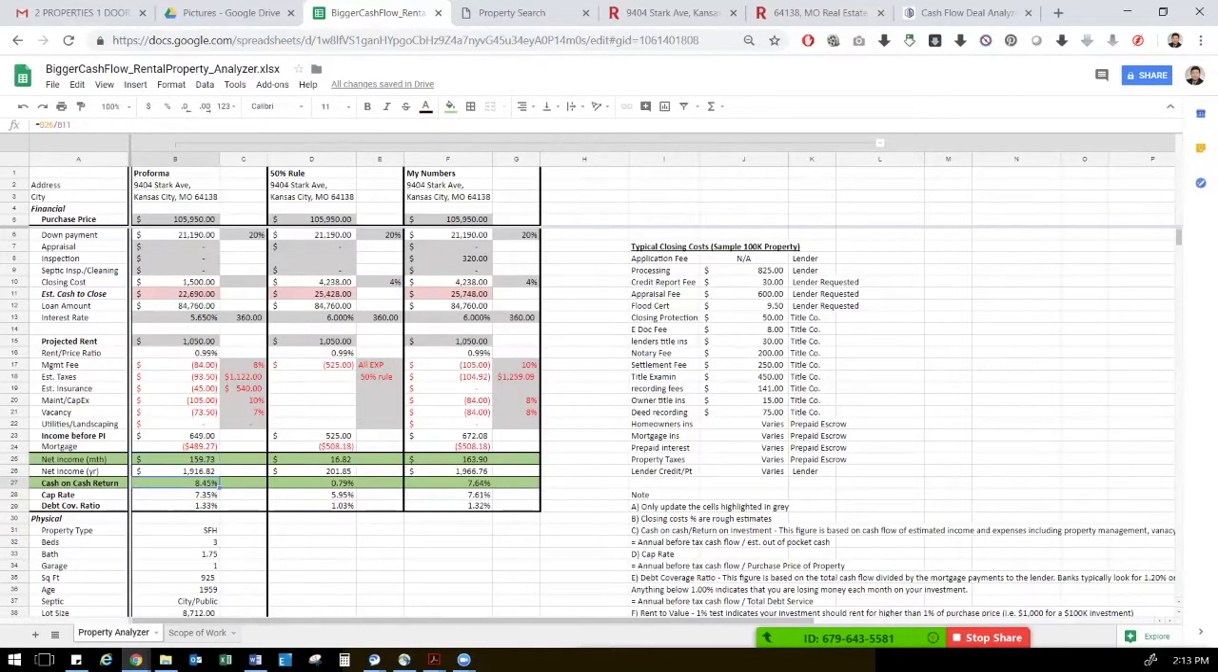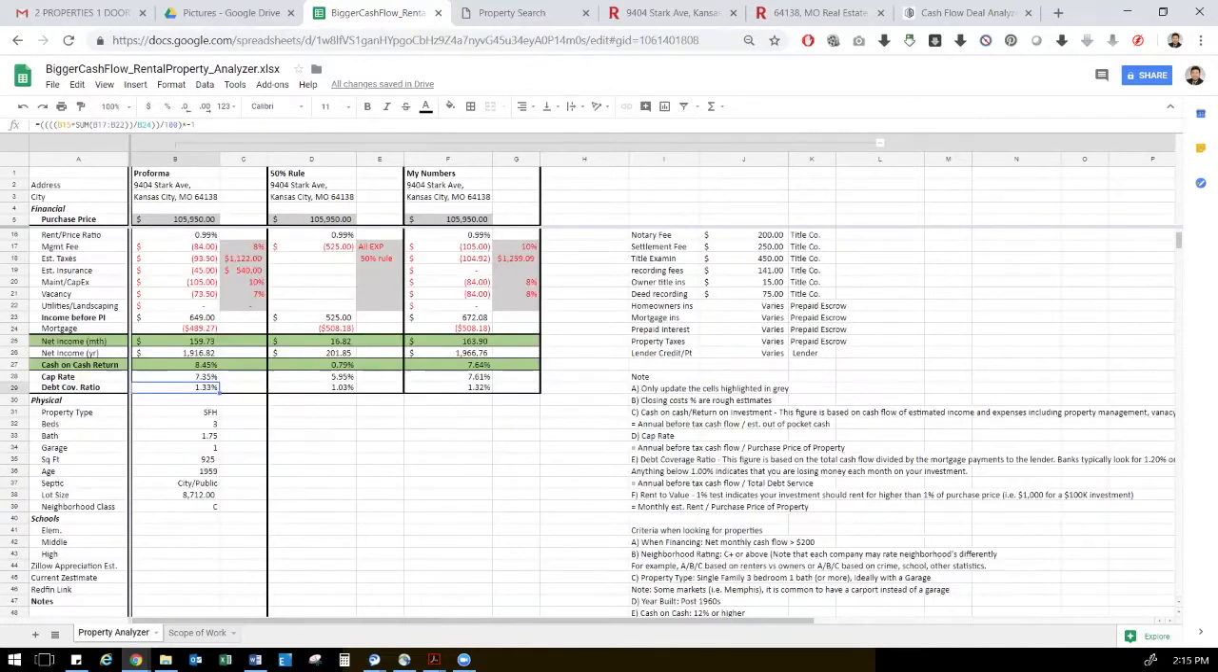And when you do that calculation, this cash on cash calculation basically takes this net income over a period of a year and you divide it by the cash to close. So all the money that you invested into this property, and this is going to be your annualized return. So the debt coverage ratio is basically the total cash flow divided by the mortgage payments to the lender. And banks typically look for a 1.2 debt coverage ratio or above, because anything under 1% means that you're losing money each month on your investment. So you want to be as high as possible.